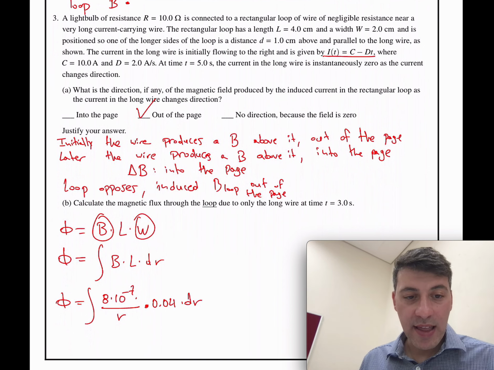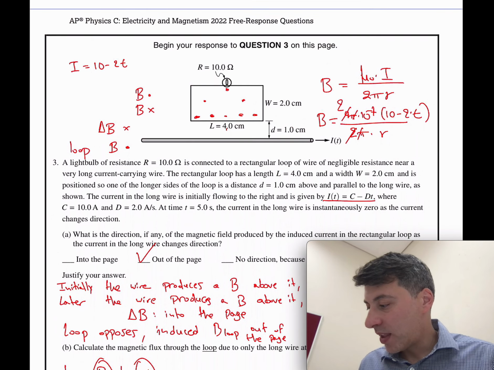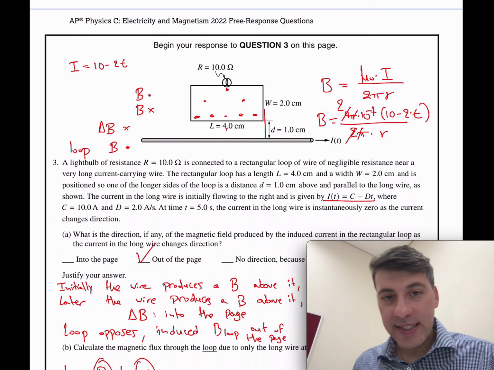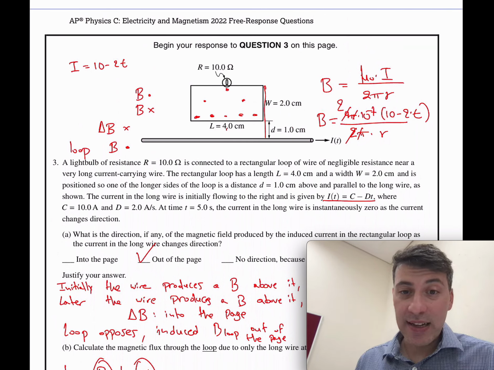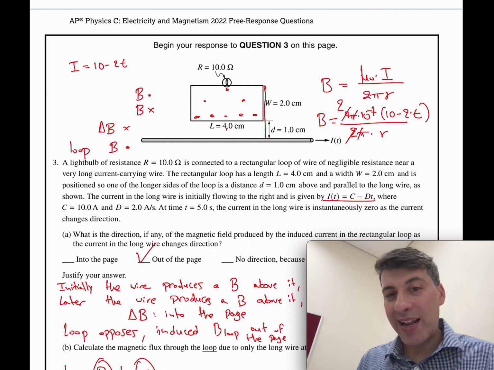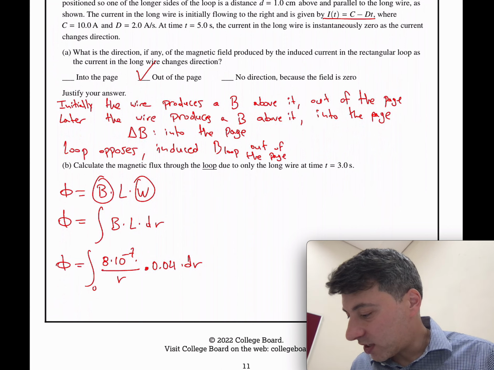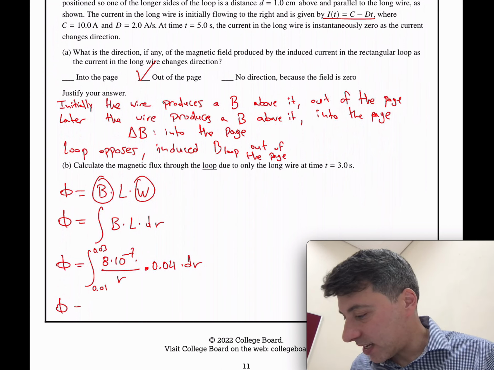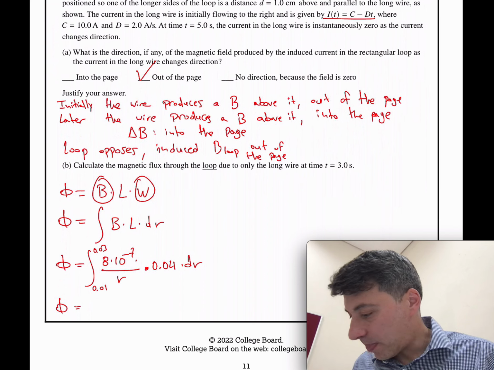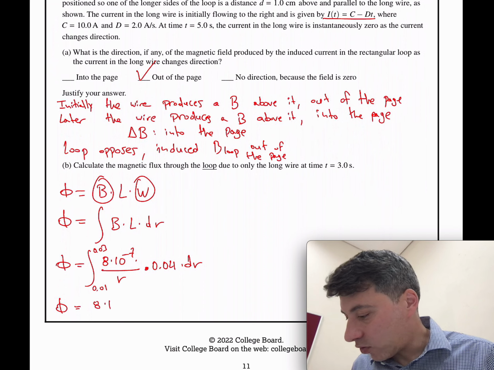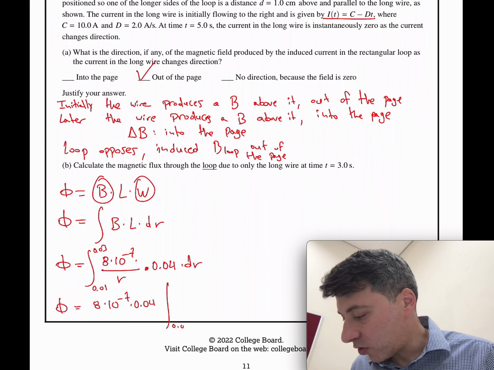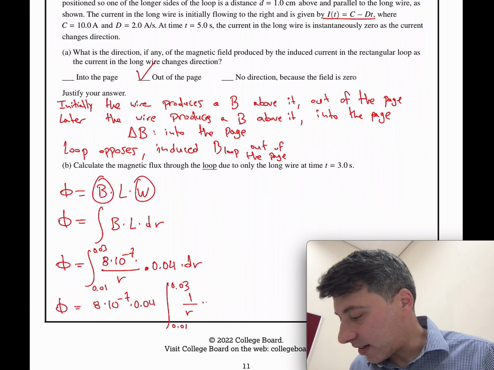Now, regarding the boundaries of this integration, the distance away from the wire is from 1 centimeter to 1 plus 2 centimeters, so from 1 centimeter to 3 centimeters, so from 0.01 to 0.03. So the phi is equal to 8 times 10 to the power of negative 7 times 0.04, integral from 0.01 to 0.03, 1 over r dr.